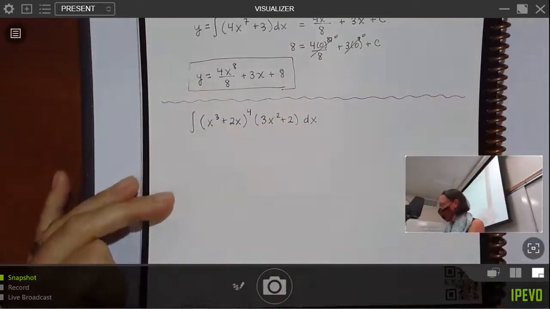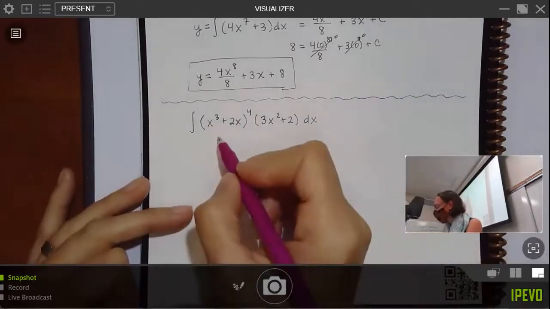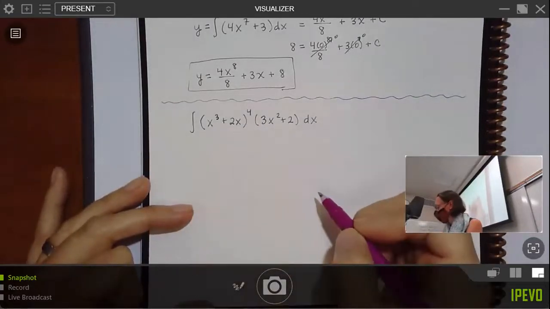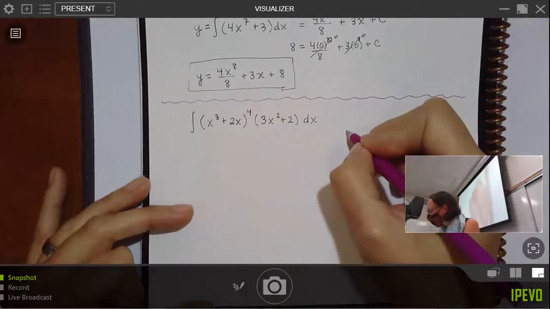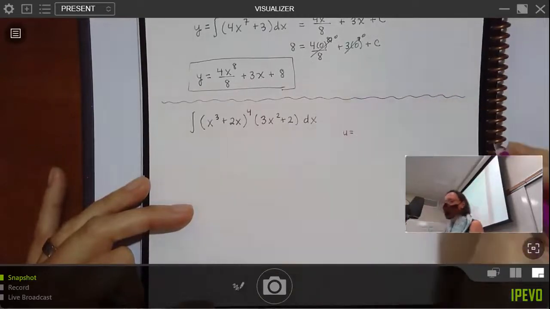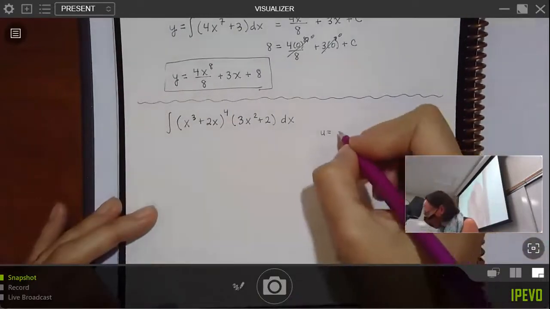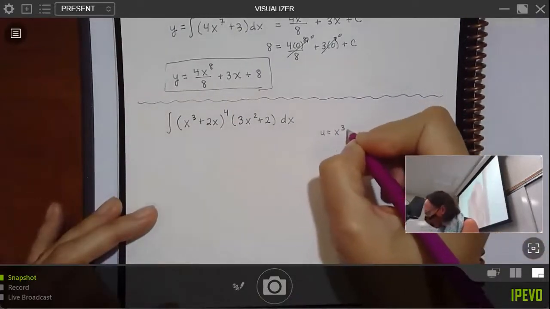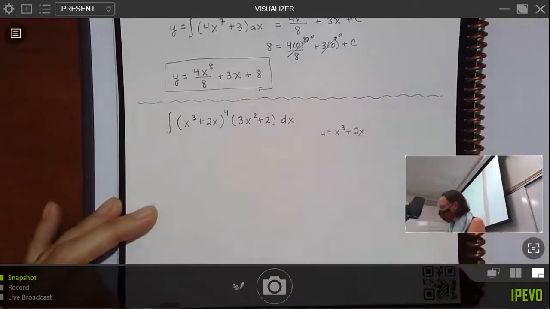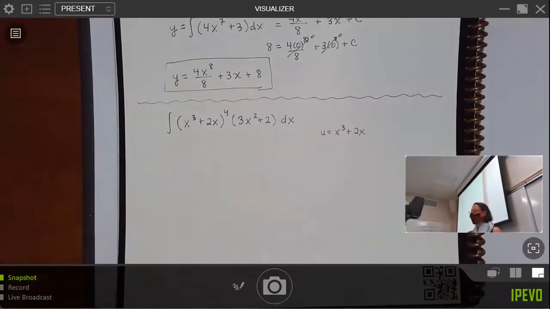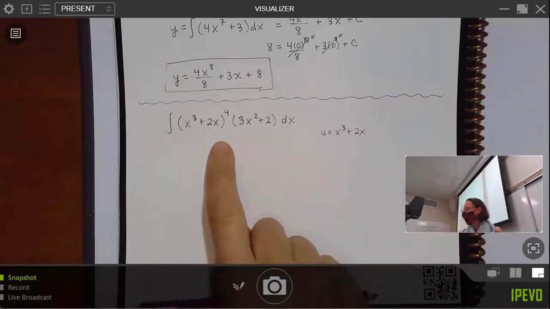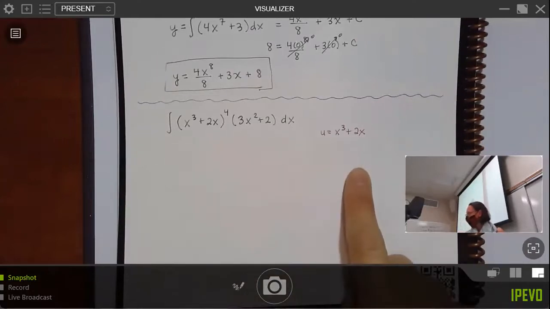And the way I'm going to build my dictionary is I'm going to find the part whose derivative is in the problem, and I'm going to call it U. And over here off to the side, I'm just building my dictionary. So I'm going to have U is equal to x cubed plus 2x. Now my objective is to translate everything in this problem using something from my dictionary.